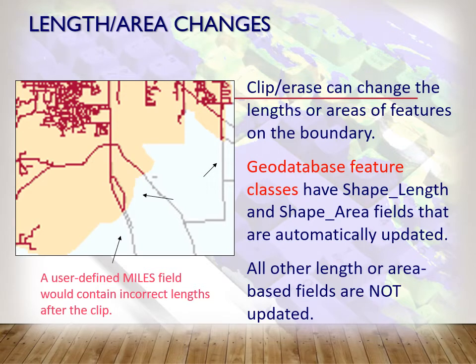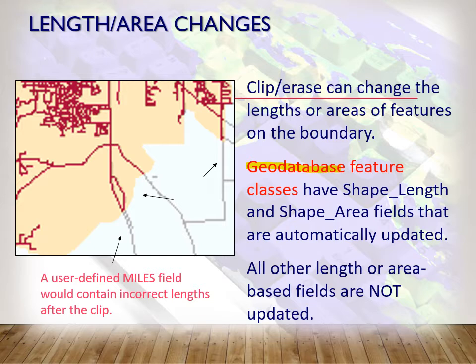And like I said before, length and area changes are possible now, updated, because it splits features. Very important, if you have a geodatabase, it does this automatically. It automatically updates the length and area. If you have a shapefile, it does not. You have to go in there and calculate it yourself.